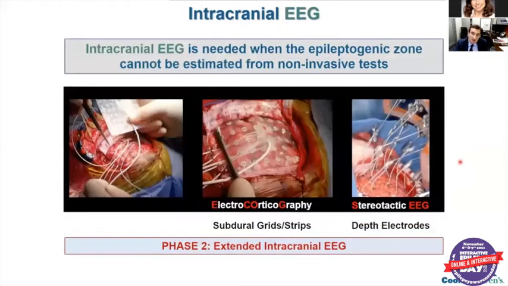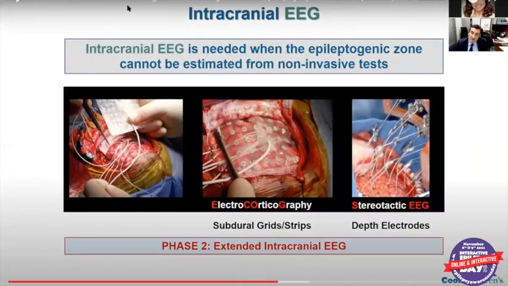In phase 2, we place electrodes invasively inside of the brain, either through what's called electrocorticography. So we surgically open the scalp of the child, and then we place some grids or strips that record the activity directly from the cortex, or we place what's called stereotaxic EEG. We place depth electrodes if we suspect that the activity comes from deep areas in the brain.